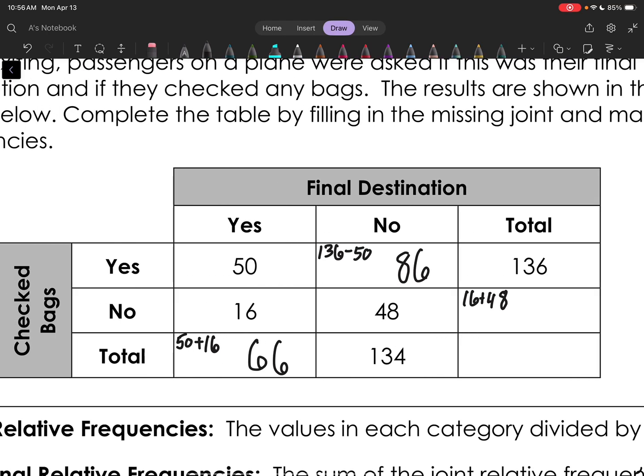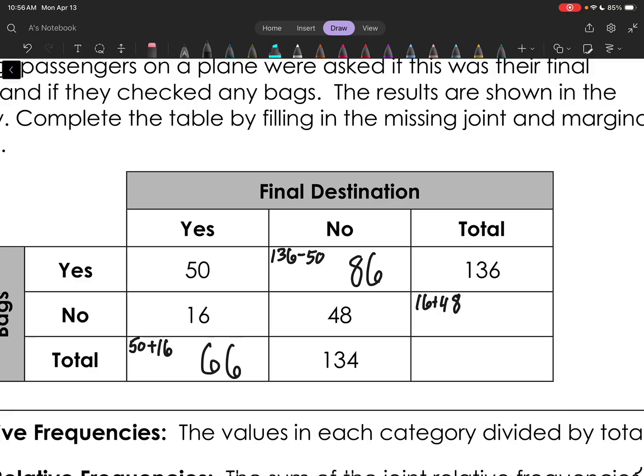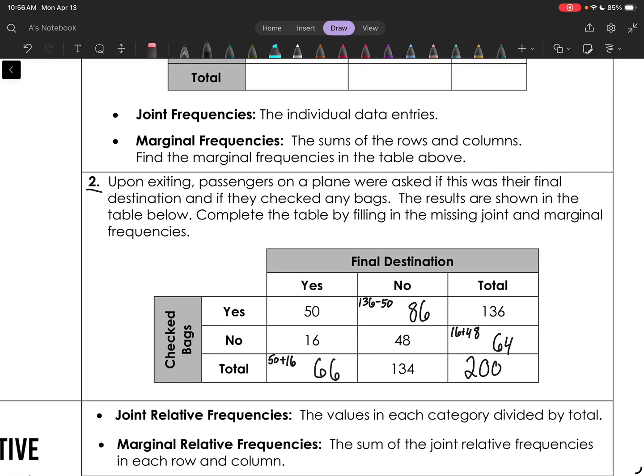For the no row, 16 plus 48 is 64, not 54. Okay, to get the total, I can either do 136 plus 64 or 66 plus 134. Either way, this is 200. Okay, that should be pretty easy.